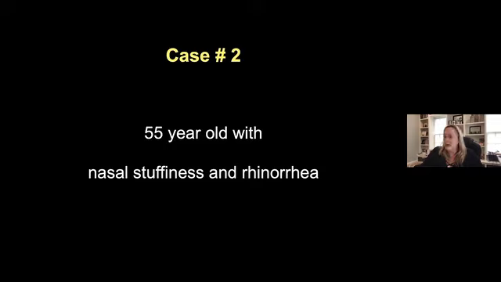Okay, let's move on to case two. Hopefully I'll be able to do this without screen share, stopping my share. So this is a 55-year-old with nasal stuffiness and rhinorrhea. Rhinorrhea meaning some drainage from the nose. Okay, let's see if this works.